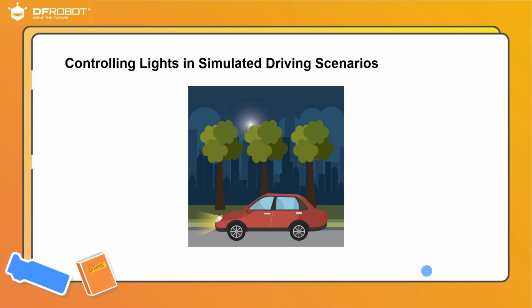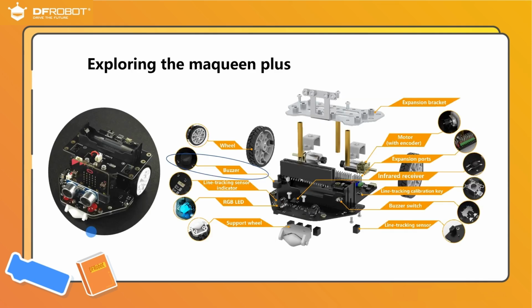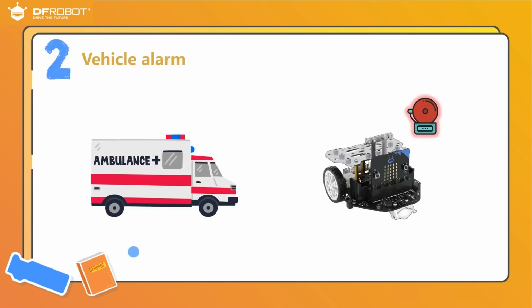When we utilize Maqueen Plus to simulate real vehicle operation scenarios, we can activate the corresponding car lights based on various driving conditions using this instruction module. We're now moving on to producing sound. Let's say we want our robot to emit a siren similar to an ambulance during a rescue operation. How do we achieve this?